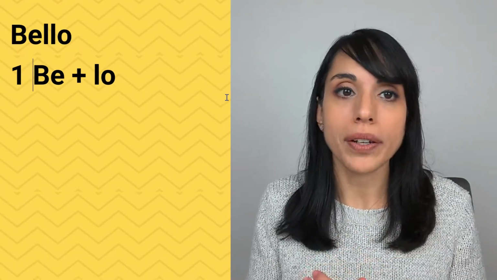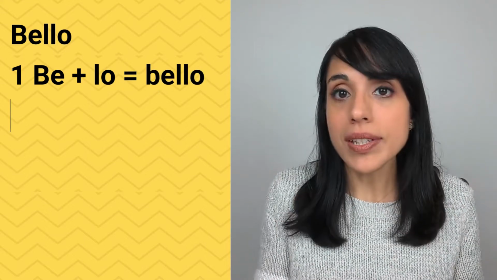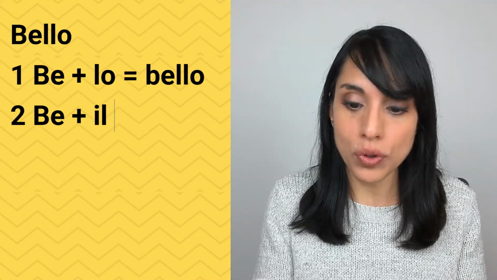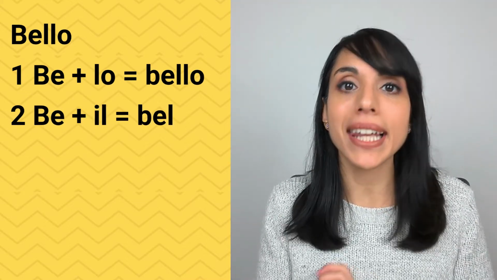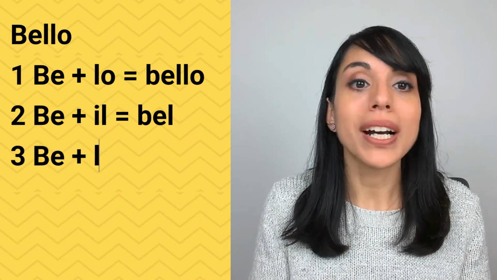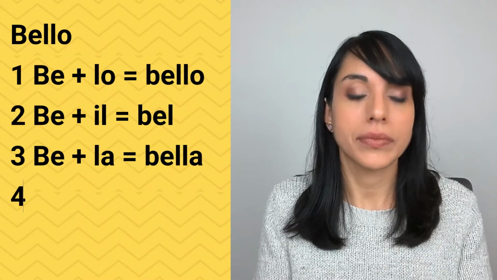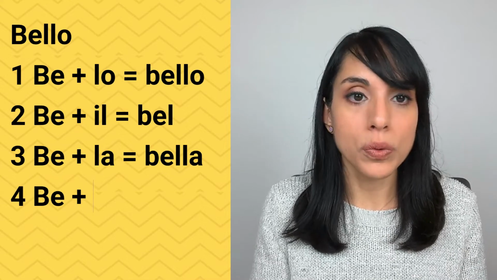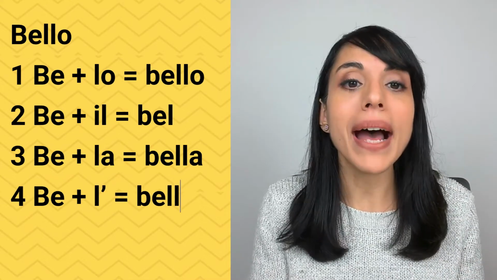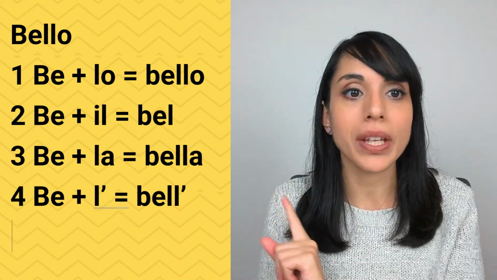Bello is the first one. Be plus lo becomes bello. Now let's see the other articles. Be plus il, giusto? Becomes bel. Be plus la becomes bella. Be plus l' diventa bell'. Two L's and the apostrophe. Don't forget the two L's and the apostrophe.